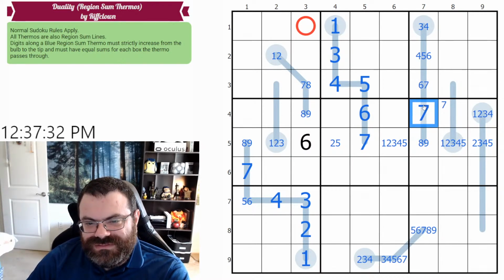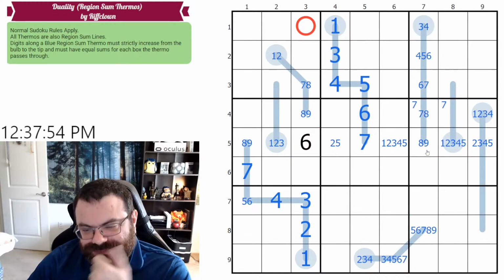So if this was 7, this would be 6. This would add to 15 or 16. This would add to at most 9. This could be 4, 5, 6, 7, 8. That works. Darn it. It can be 7.